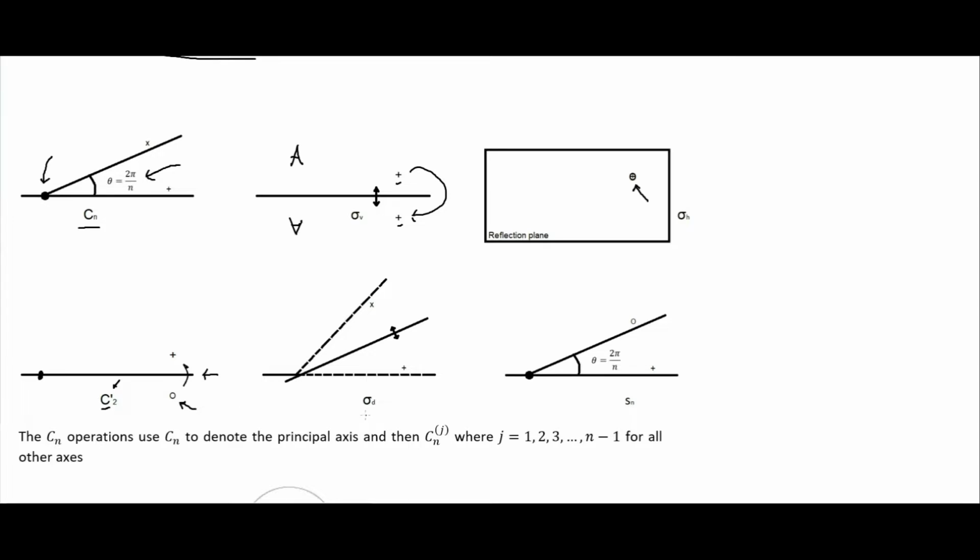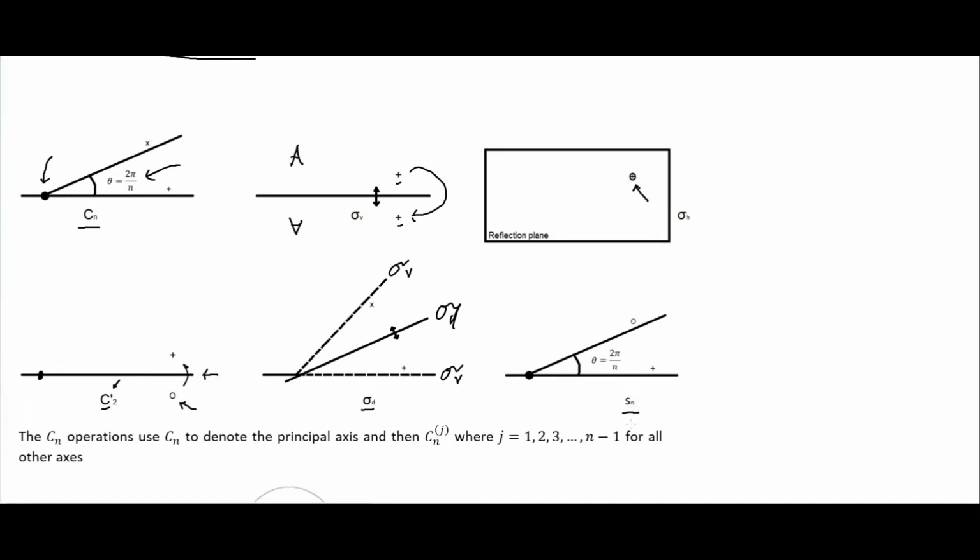Then we have these sigma d's, where if this is a sigma v here, and this is a sigma v here, then the sigma d is right in between those. And that's why the d is there, for either diagonal or dihedral, whichever one is easier for you to remember.